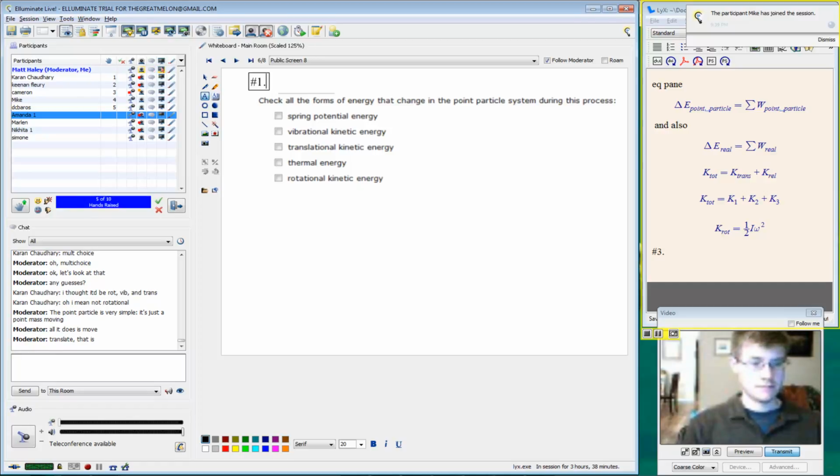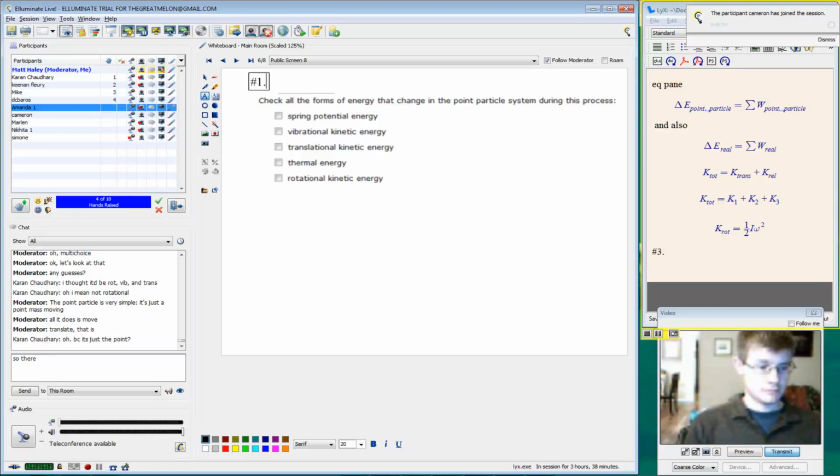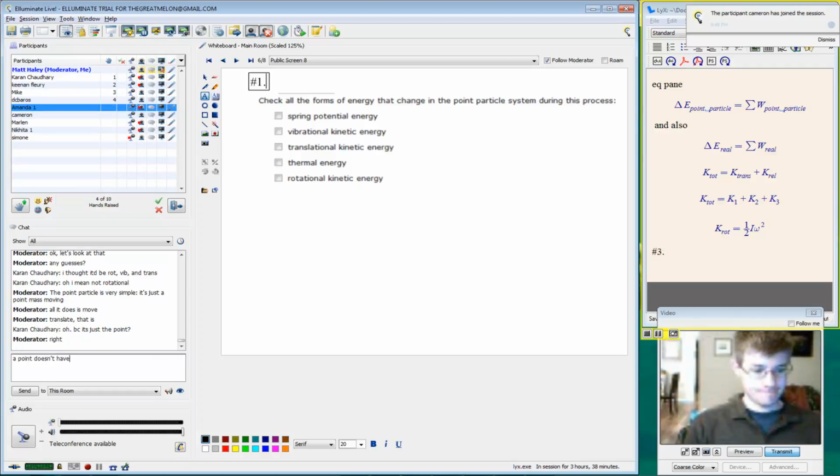Right, and the answer to this question is that a point particle only has translational kinetic energy. So I want to make sure he understands that before we go on.